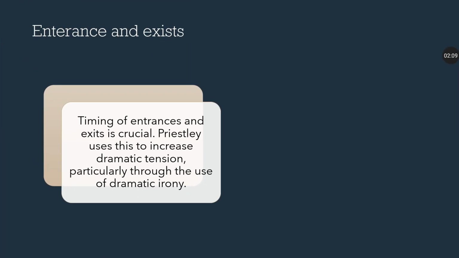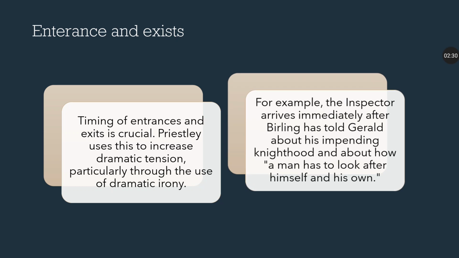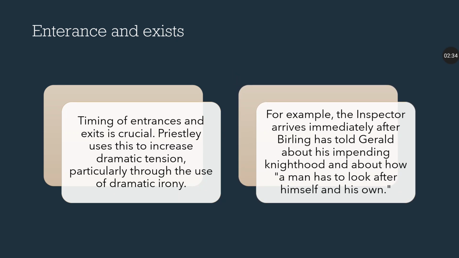What about then the entrances and the exits that we mentioned before? In class, we mentioned that the timing of the entrances and the exits was crucial. Priestley uses this to increase the dramatic tension, suspense, if we can call it this way, particularly through the use of dramatic irony. For example, the Inspector arrives immediately after Birling has told Gerald about his impending knighthood and about how a man has to look after himself and his own.